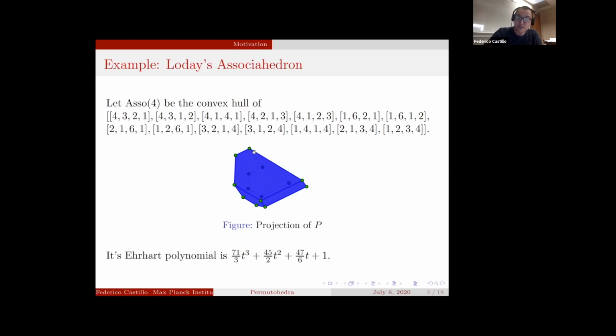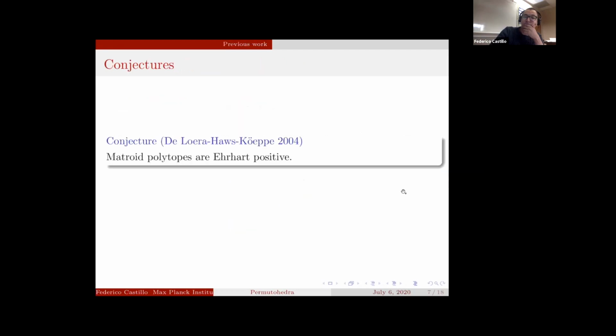And this is a picture of this associahedron. Of course, this picture has to be projected to 3 dimensions because we are using four parameters, although the sum is fixed, so it's really 3-dimensional. And we can compute the Ehrhart polynomial, and by we, I mean Sage. And we obtain this polynomial. We have degree 3 as we should, we have this 1 as we should, and we have these 3 entries that are positive, so this guy is Ehrhart positive. Okay, so now we have all of the ingredients to go over the main conjecture again. So the conjecture is matroid polytopes are Ehrhart positive.